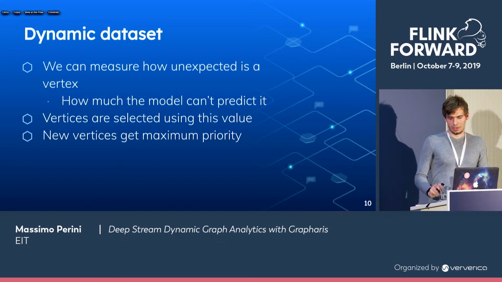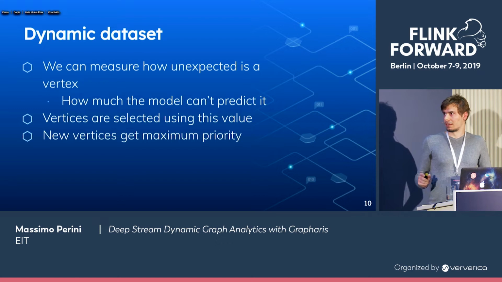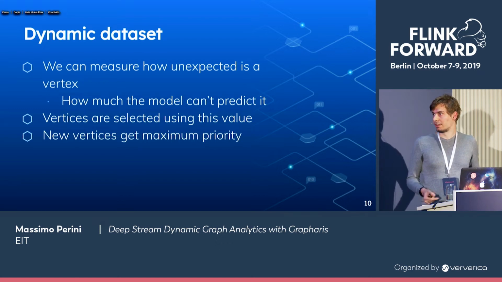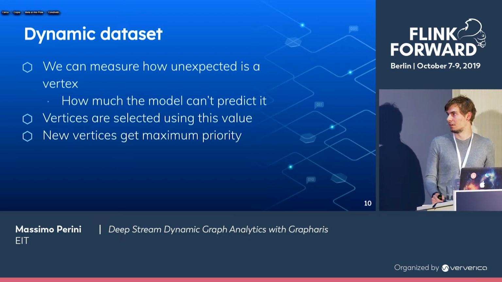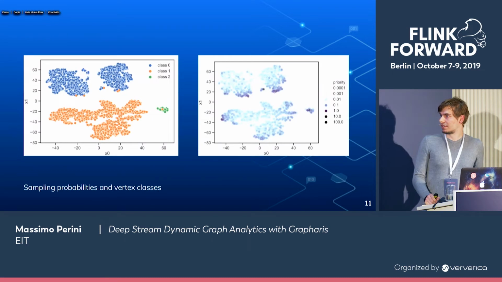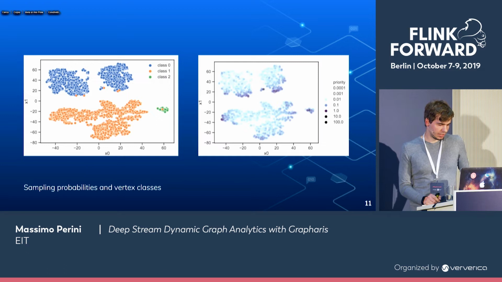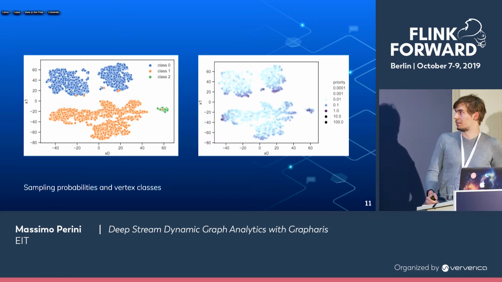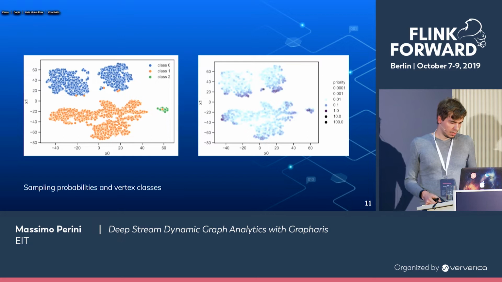In this case, when a new vertex is trained, we can measure the loss, and then we can detect how our model is performing over new samples. Then if our model performs badly, we can keep training on them more than others. This is an example of how the priorities are distributed over our dataset. As can be seen, darker colors mean a higher priority over the vertex, and it tries to select more vertices that are near the decision boundaries of the graph.